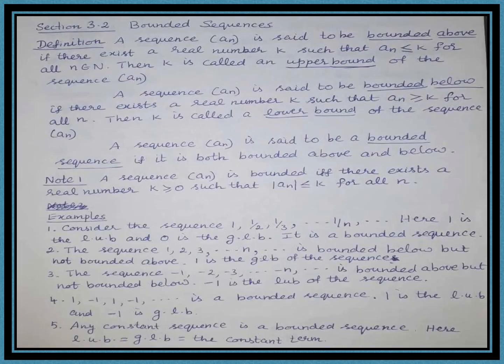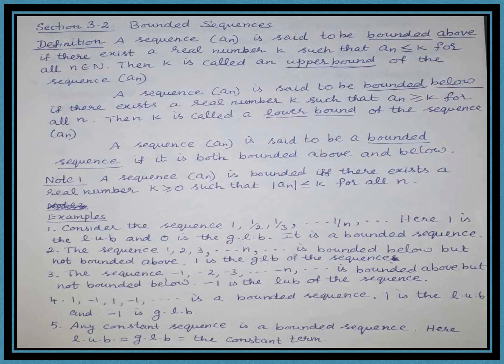Now let us define a bounded sequence. A sequence a_n is said to be bounded above if there exists a real number k such that a_n is less than or equal to k for all n belonging to N. Then k is called an upper bound of the sequence a_n.